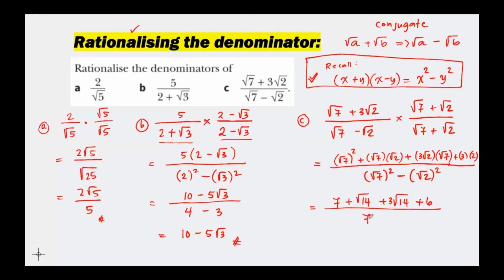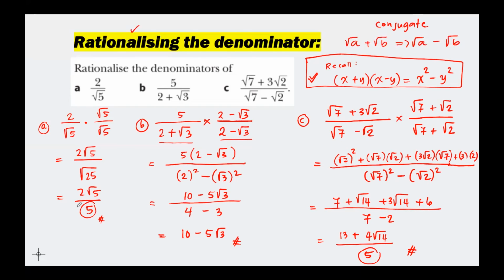Denominator is just 7 minus 2. So in the end, we're going to have 7 plus 6 is 13 plus square root of 14 plus 3 square root of 14 is just 4 square root of 14 all over 5. Okay? So notice when we rationalize, the denominator becomes just a number, does not contain a surd anymore. So that's the purpose of rationalizing your denominator.